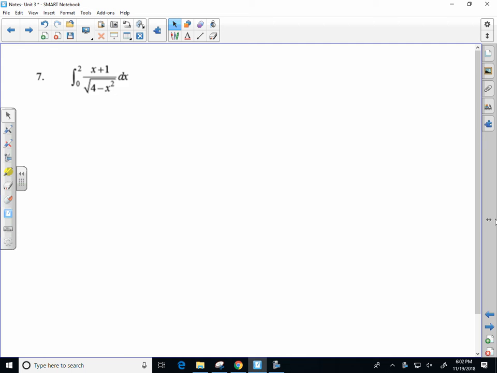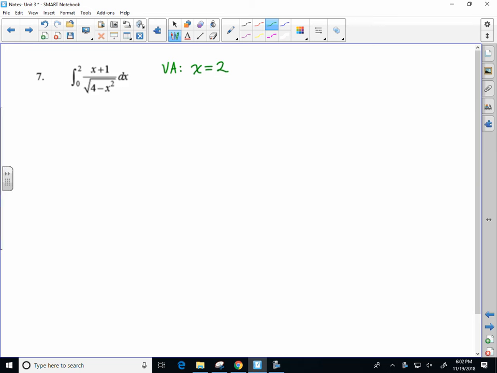But it's still going to be a quote-unquote improper integral, and that's because there's a vertical asymptote. Well, there's two locations. The one that's relevant is when x is equal to 2. So if you were to graph this, you're looking at a vertical asymptote as x approaches 2, specifically from the left-hand side. So we'll cross that bridge in a minute.